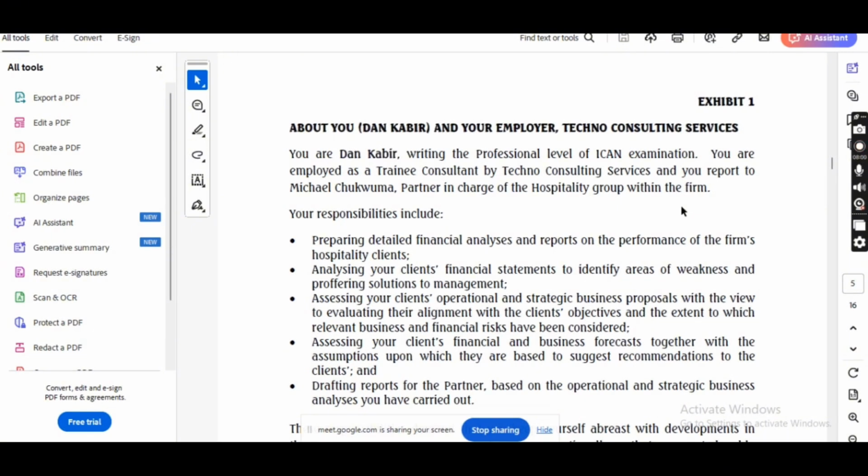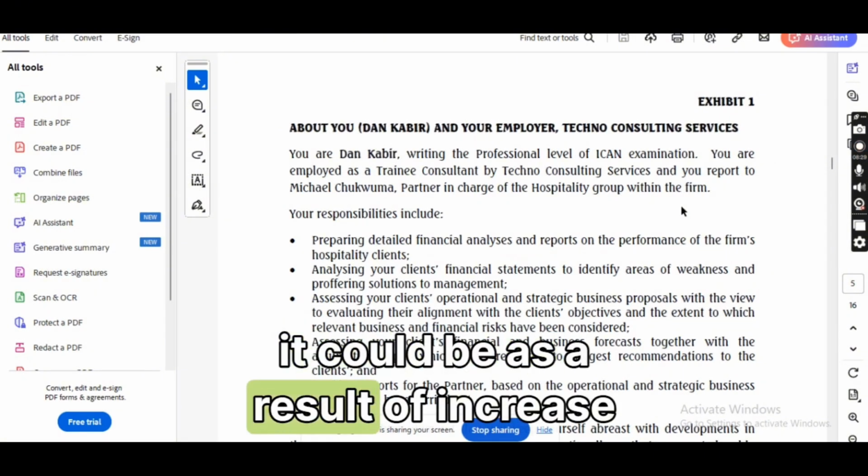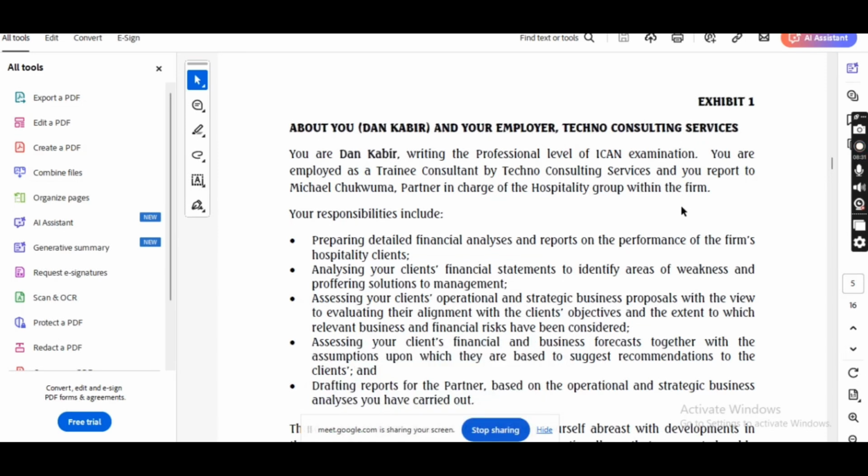Now, another thing is analyzing your client's financial statements to identify areas of weakness and proffering solutions to management, which means that when you are doing your analysis, you have to identify some areas of weakness. For instance, if you see a decrease over the years, ask what could have led to the decrease in the room revenue. It could be as a result of an increase in operational expenses. So these are the weaknesses you need to identify from your report.